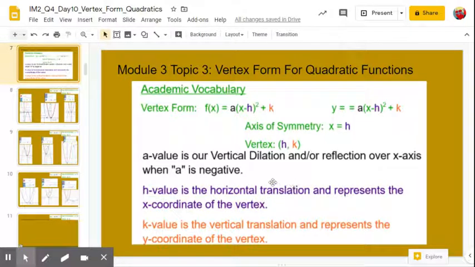So if h is 7, that means every point of the parabola moves right 7 units. If h is negative 3, that means every point on the parabola moves left 3 units.